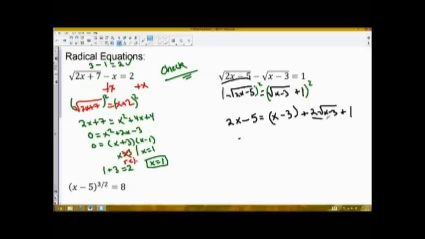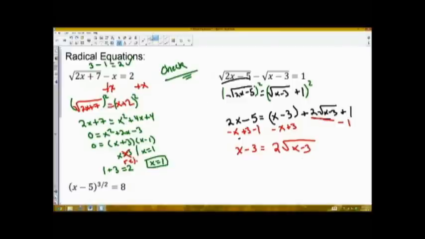I'm also going to isolate this square root. So to do that, I'll subtract x, add 3, and subtract 1 from this side. And whatever I do to one side, I also need to do to the other. So I will subtract x, add 3, and subtract 1 from this side as well. Well, 2x minus x will leave me with x. Negative 5 minus 1 is negative 6, plus 3 is negative 3, equals x minus x cancel out. Negative 3 plus 3 cancel out. 1 minus 1 cancel out, and I'm left with just this radical.